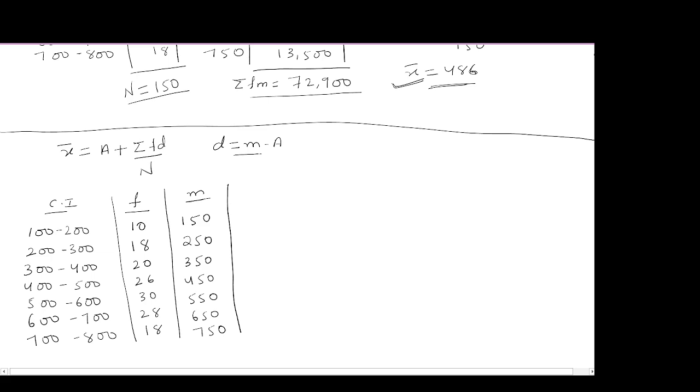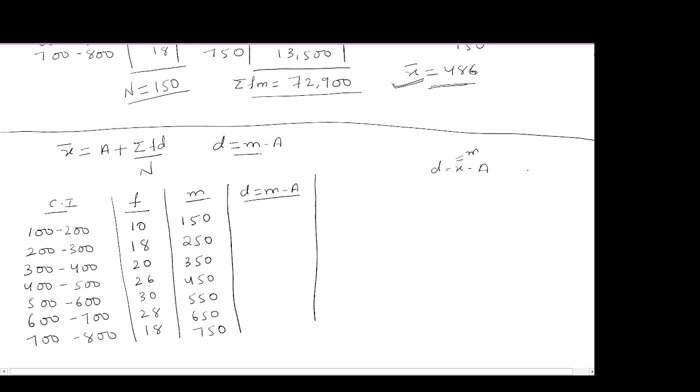Now in the formula I need f into d, but prior to that first I have to calculate d. d is equal to m minus a. Once again I am repeating, here d is not x minus a because x values are not given. So it is m minus a. Now this m itself should be treated as x values. Now how did we calculate d is equal to x minus a? Instead of x, we have to treat it as m here.